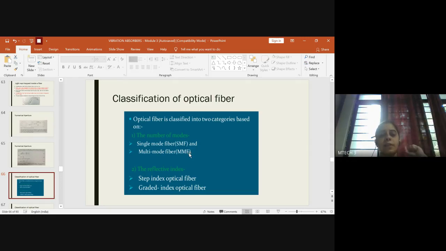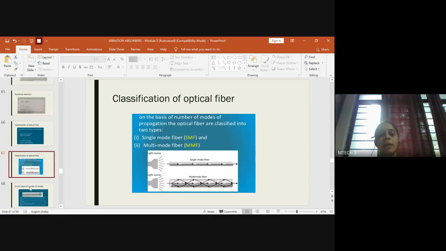The other classification is based on the index. If the indexing is done in a stepwise manner, you call that a step index optical fiber. If the indexing level of the optical fiber is with respect to grading, then you call that a graded index optical fiber. Based on these two classifications, you have a total of four types of optical fibers. This you should be very careful about.